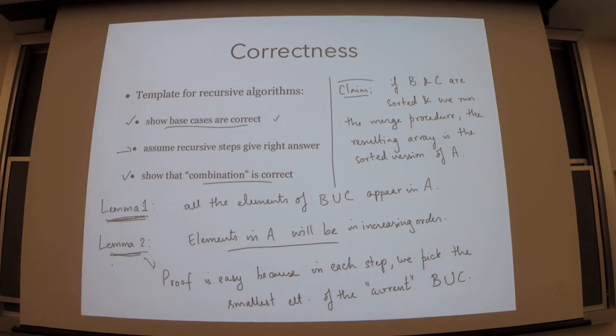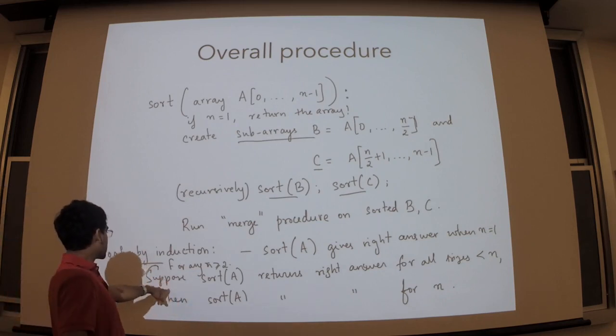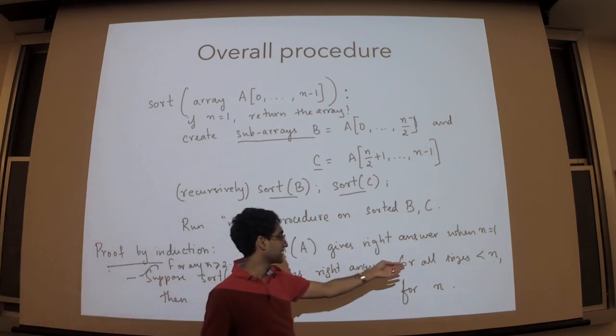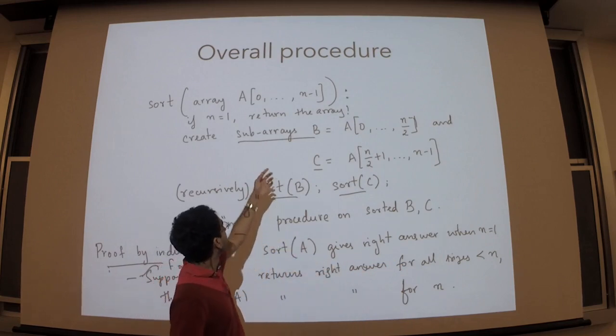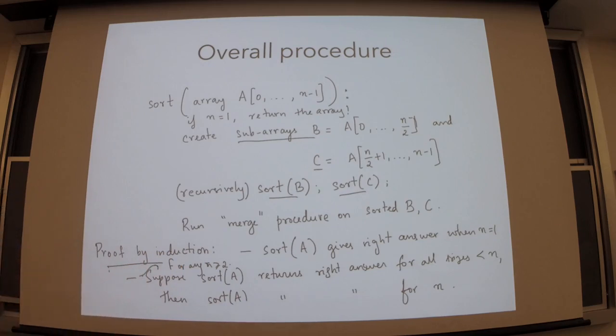Right. So now what are all the recursive steps doing? If I give you an array of size n, you are creating subarrays and you're running the same procedure on the subarrays. The subarrays have a size that is strictly less than n. Correct? For any n bigger than or equal to 2, the way I have defined these subarrays, they have size that is strictly less than n. And this thing where I'm saying that suppose sort returns the right answer for size less than n would imply that these procedures gave the right answer. Make sense?